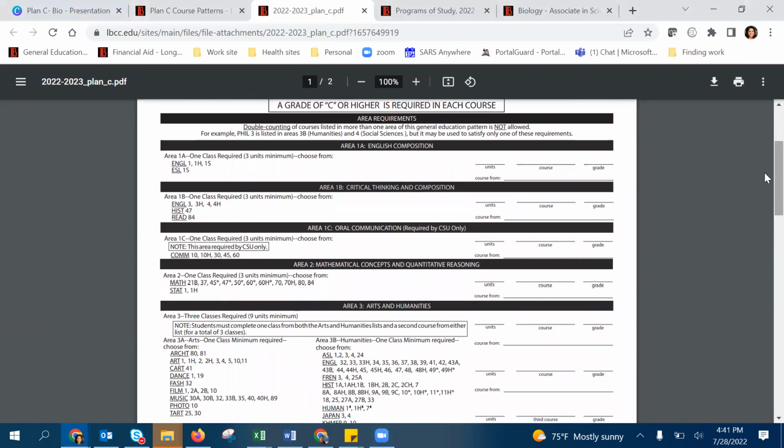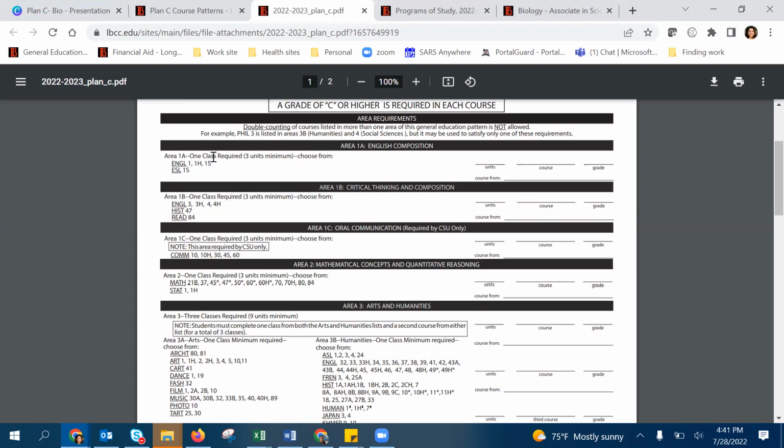I would like to remind you that UCs are very strict, so you want to ensure that you follow the instructions in each one to the T. They hardly ever make exceptions. Again, we have the Golden Four. So the Golden Four includes English composition, critical thinking and composition, oral communication, math concepts, and quantitative reasoning.